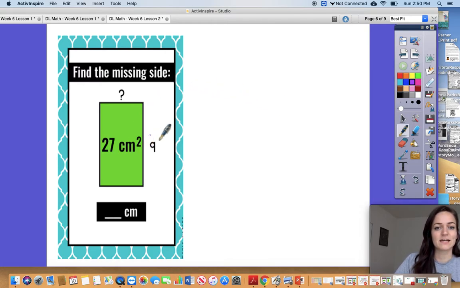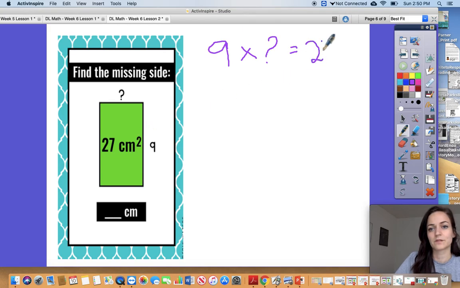Find the missing side. So it gave me the area. I know that because it's squared and because it's on the inside of the square. It didn't say perimeter. It has the area on the inside. And area is length times width. So my length is 9 times my width, I don't know, equals the area, which is 27. Okay, length times width equals 27.